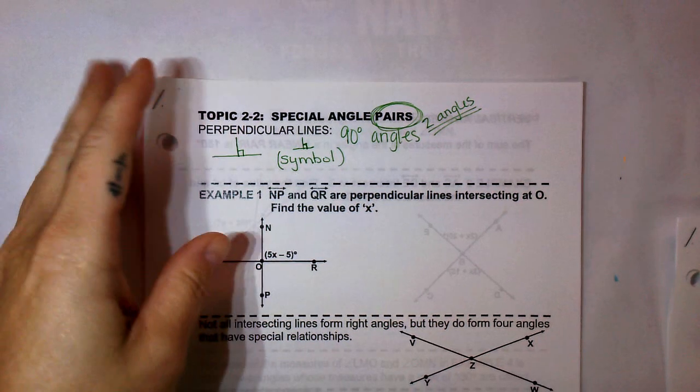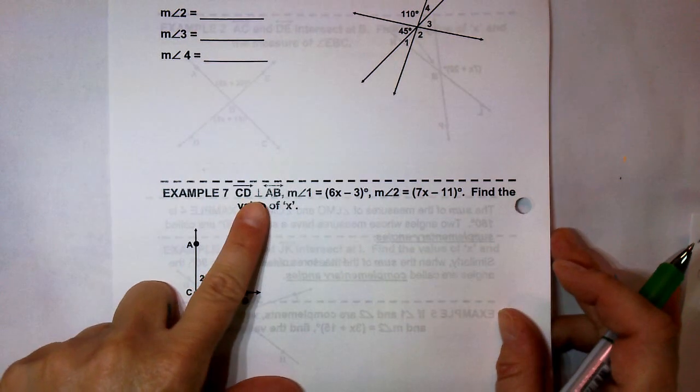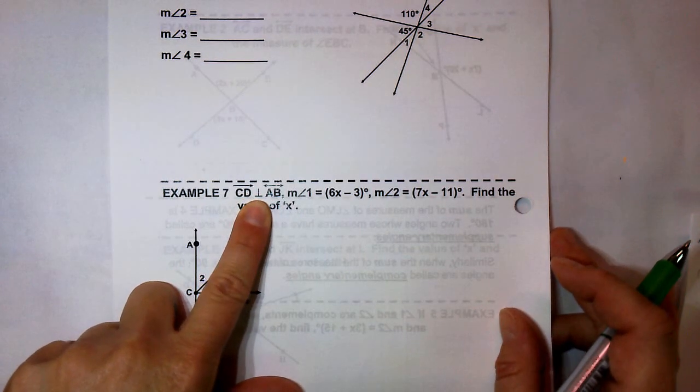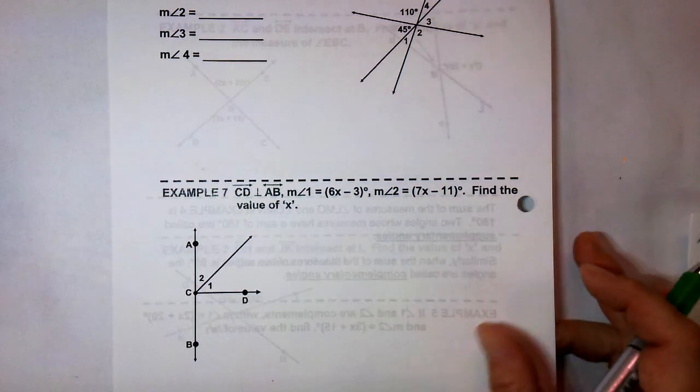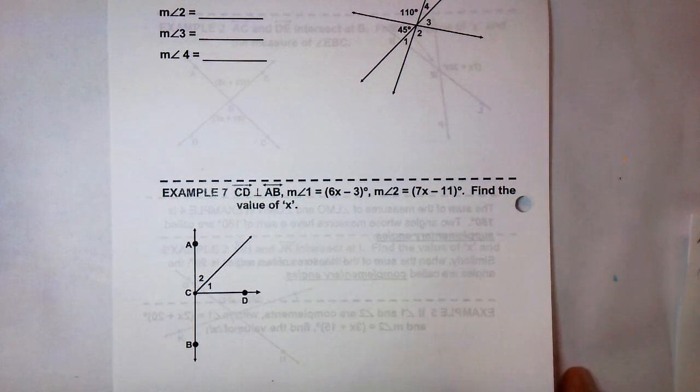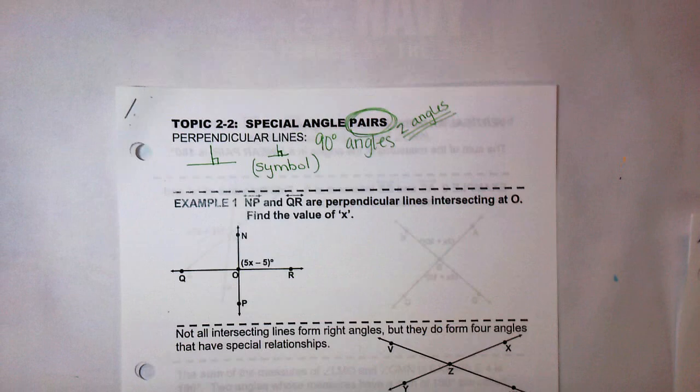So just so you know, on example 7, you see that symbol right there? That is perpendicular. But it doesn't have the box. I know it doesn't have the box. I try to put the box most of the time.